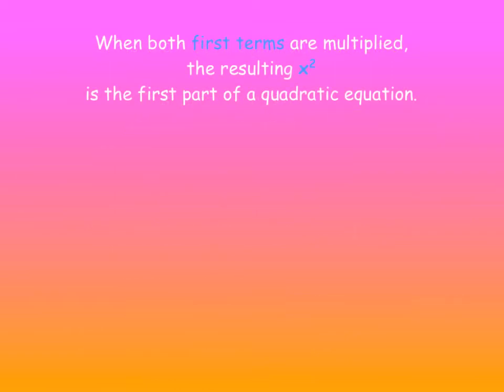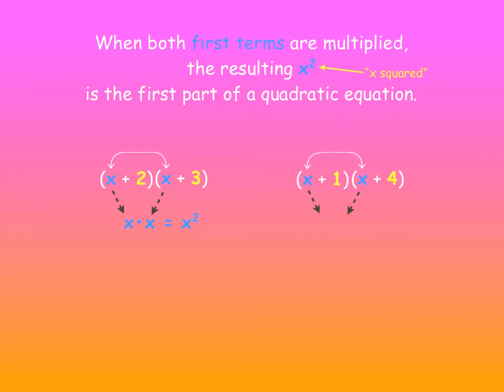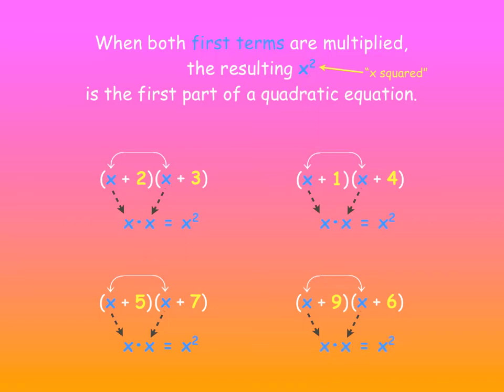When both first terms are multiplied, the resulting x squared is the first part of a quadratic equation. We multiply x times x, we'll get x squared. And other things will follow, but that's the first part of a quadratic equation. This example shows the same thing. There it is again. We keep getting x squared.